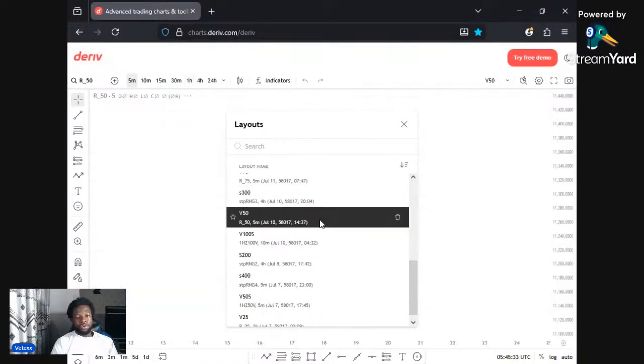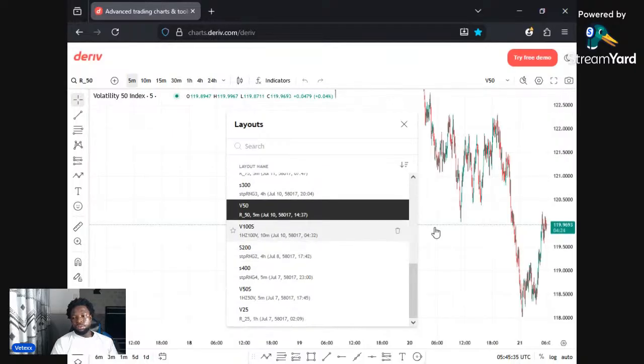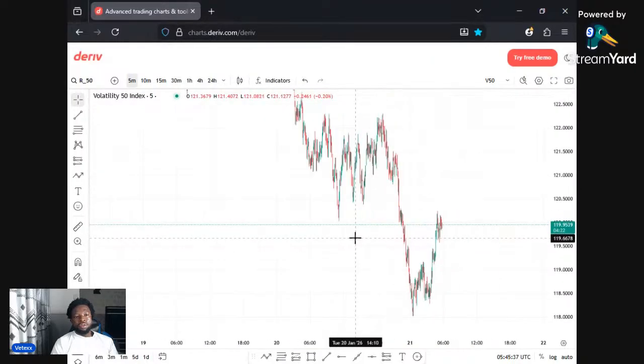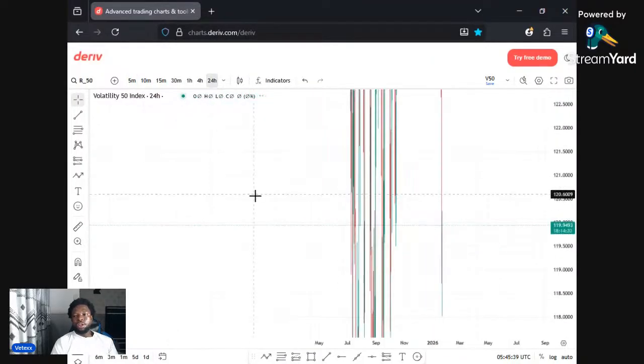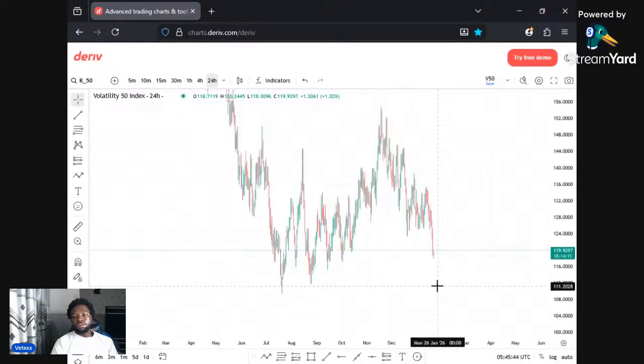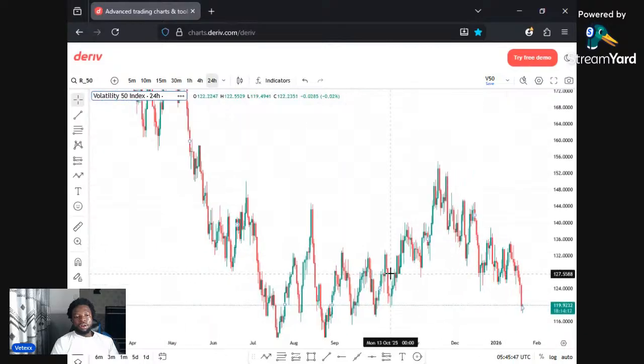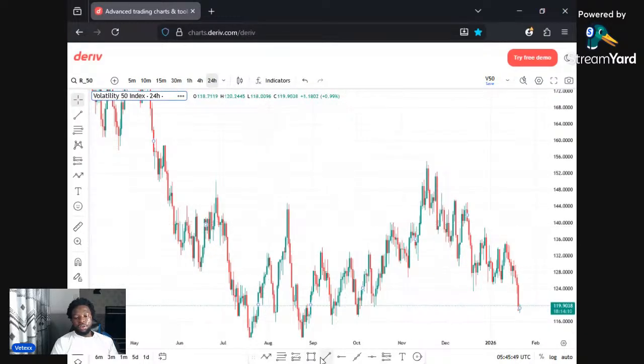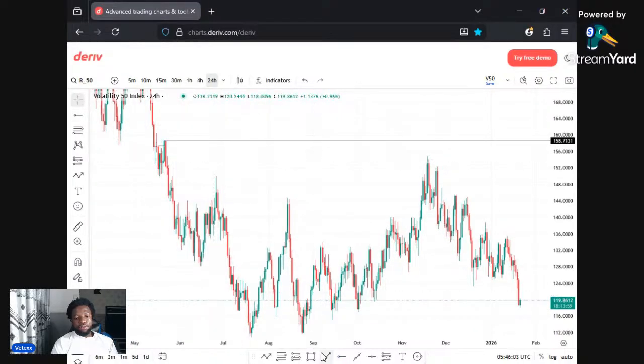We have V50. Okay, we have V50. So on the V50, starting from the weekly time frame, V50 has been bearish. If you look closely here, you see that we have a sweep of liquidity feeding here, and then we have our protected high, which is up here, and then we have first break of structure, which is this.